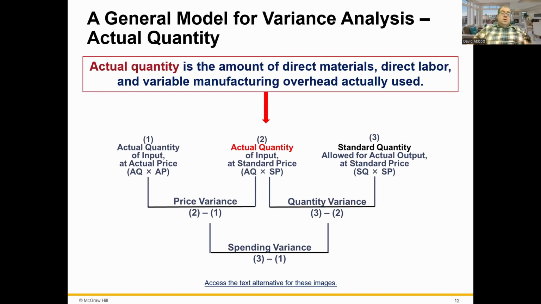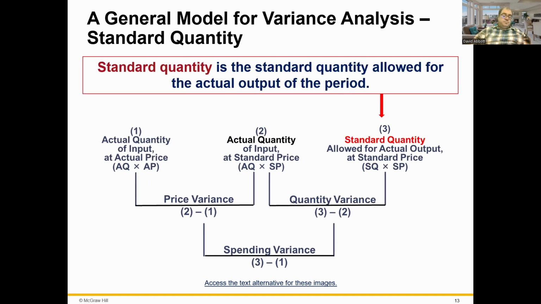The actual quantity represents the actual amount of direct material, direct labor, or variable manufacturing overhead used. And again, we're talking about quantities that are dealing with the inputs, so whatever we're using to make the product or to deliver the service. So in the case of direct materials, the quantities will be stated in terms such as pounds, ounces, and not in a number of units of finished product. So it's in what actually goes into the product.